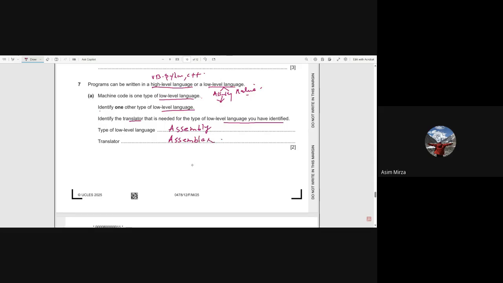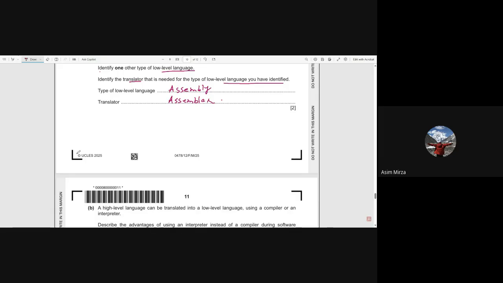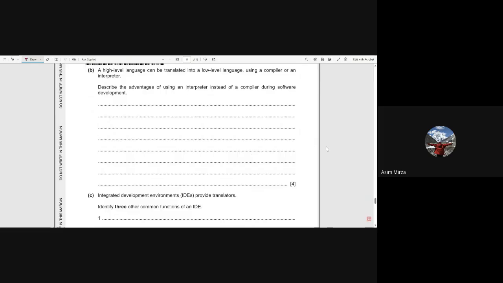You know it, right? We have three types of translators. One of them is the assembler, which is only used for assembly language. The second one is the compiler, and the third one is the interpreter. There are some differences between them, so you need to understand the difference as well, right? Okay, let's move on to question number 7, part B. A high-level language can be translated into low-level language using a compiler or an interpreter. Describe the advantages of using an interpreter instead of a compiler in software development.